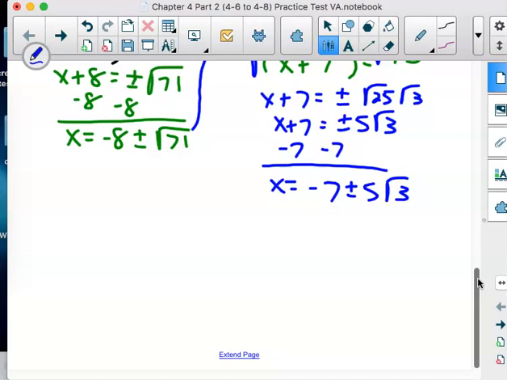Again, two perfect answers. Negative 7 plus 5 square roots of 3 and negative 7 minus 5 square roots of 3. Beautiful. So, big deal with completing the square that you have a 1 in front of your x squared.